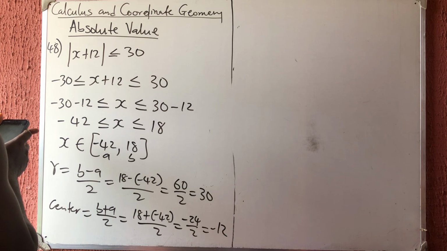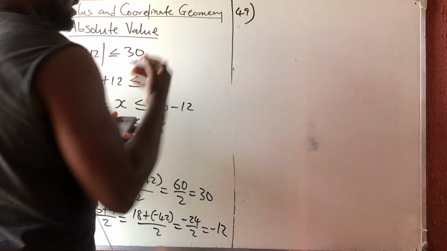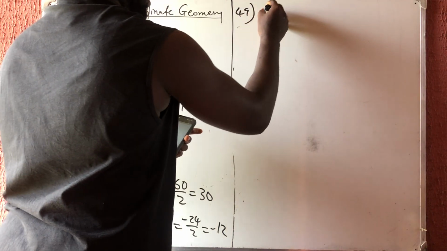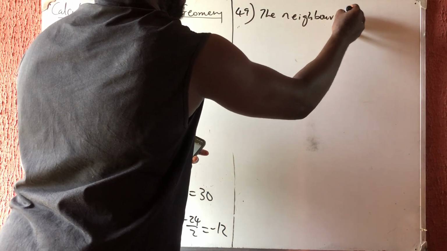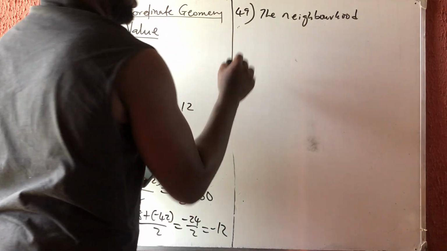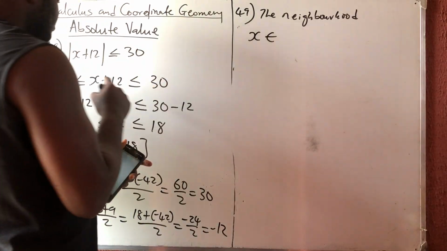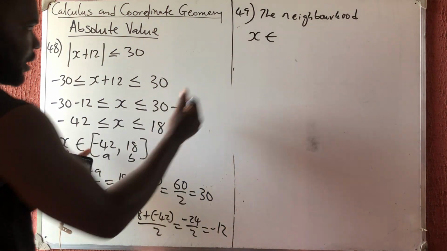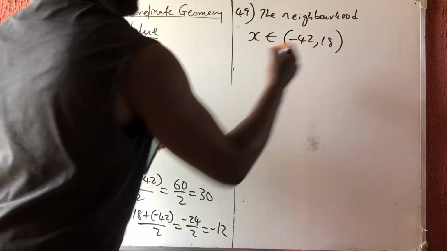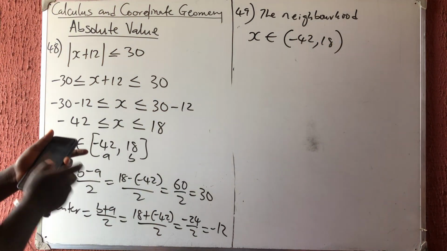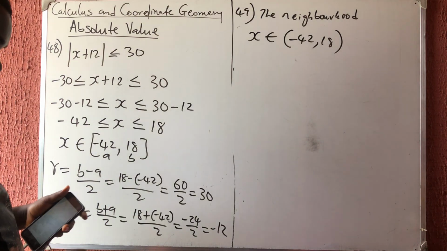So they said we should find the neighborhood. That is question number 49. And like I told you, remember that your neighbor, you always open brackets for him. So x is an element of, it was a closed interval, so we say an open interval of minus 42, 18. So always open door for your neighbor, okay? Especially when your neighbor is an opposite sex, okay?